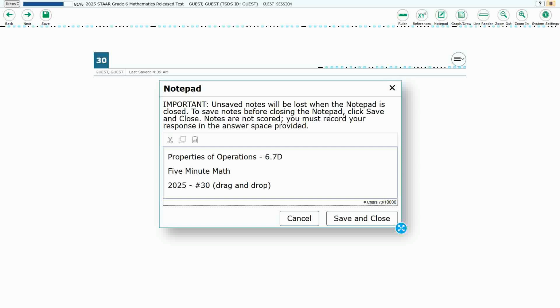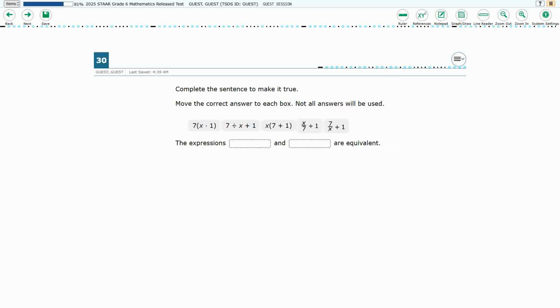Today we are looking at the 6th grade concept of properties of operations. This is standard 6.7D in the great state of Texas, and we are using item number 30 of the 2025 released STAAR test. If you haven't done so already, please go ahead and take a moment to pause the video, work this problem out on your own, unpause it, and we will look at our answers together.